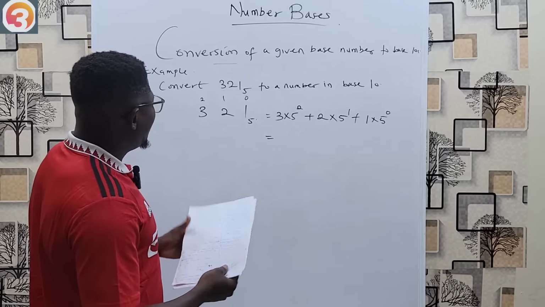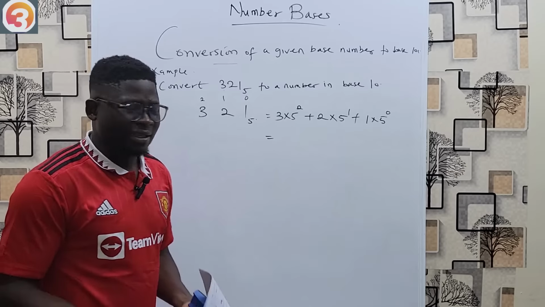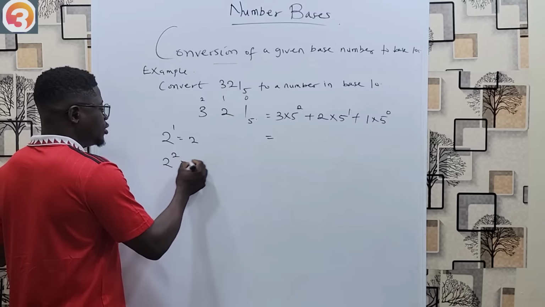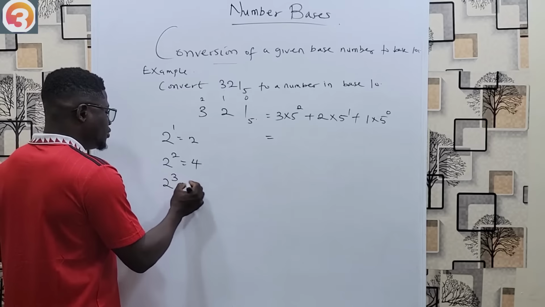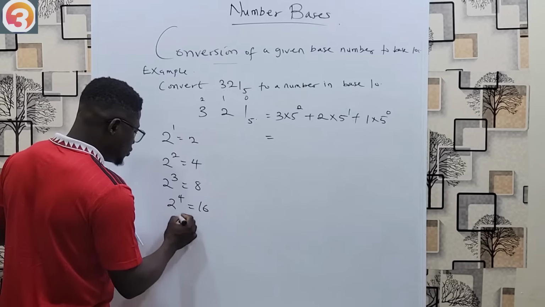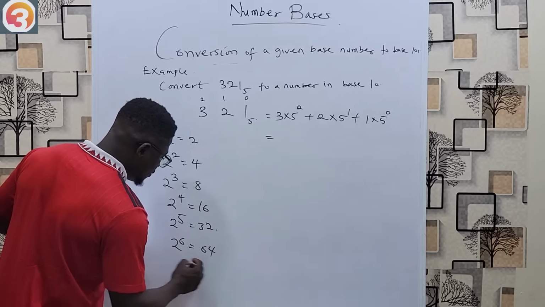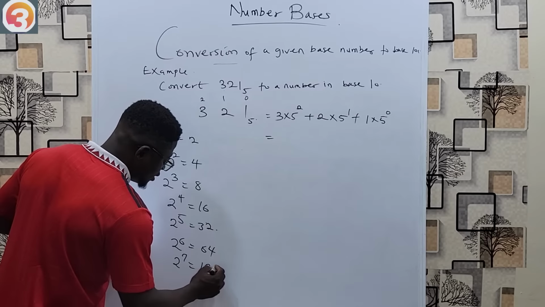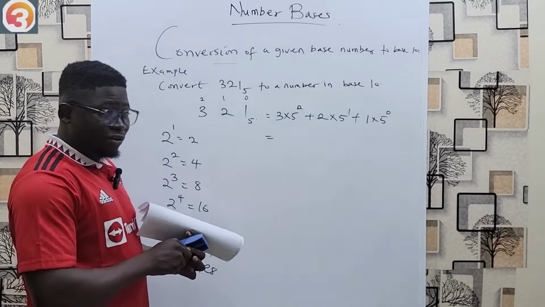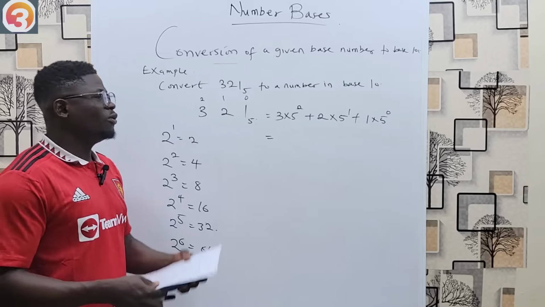Right? Another important thing you need to know to aid your speed are the powers of certain numbers. For example, 2 raised to power 1 is 2. 2 raised to power 2 is 4. 2 raised to power 3 is 8. 2 raised to power 4 is 16. 2 raised to power 5 is 32. 2 raised to power 6 is 64. 2 raised to power 7 is 128. 2 raised to power 8 is 256. 2 raised to power 9 is 512. 2 raised to power 10 is 1024, and so on and so forth.